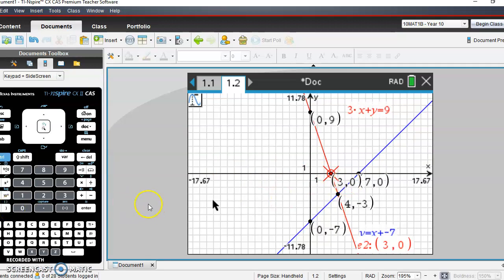Join them up, and they should allow you to intersect at 4, minus 3. And you can check that that point does in fact belong to both of these equations, because 3 lots of 4 is 12. 12 minus 3 is 9. And here, 4 plus negative 7 is in actual fact equal to negative 3.